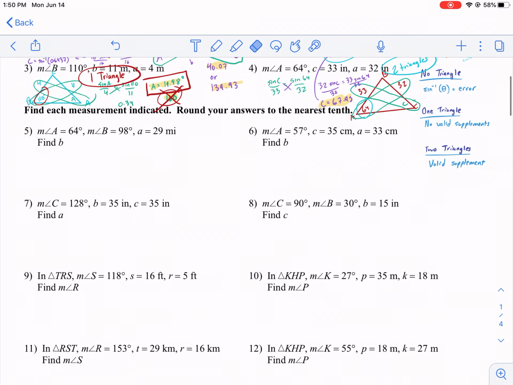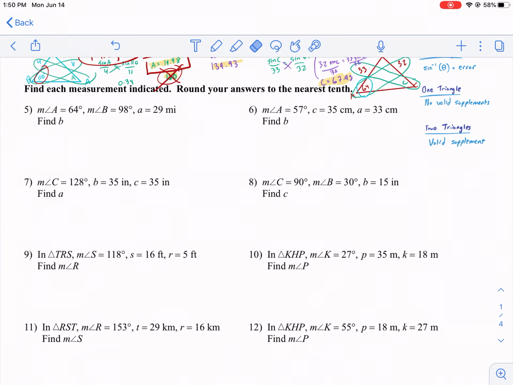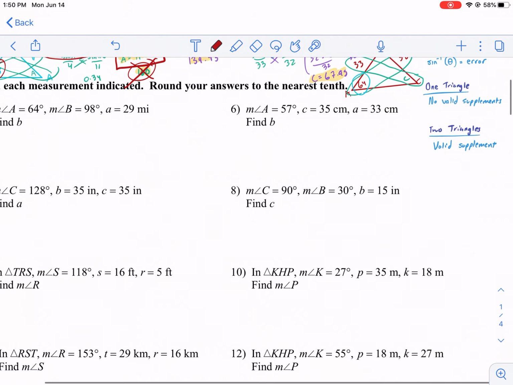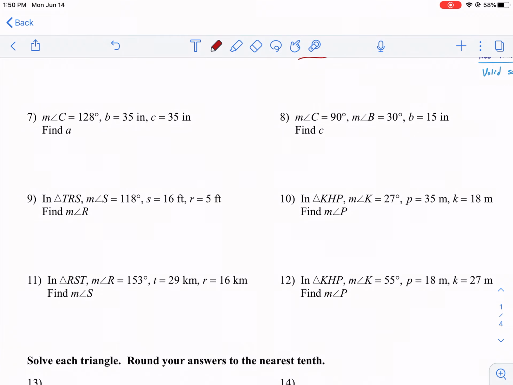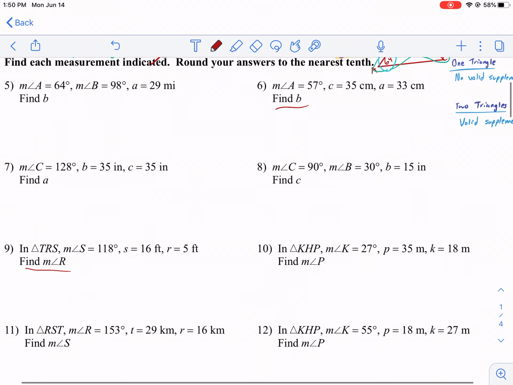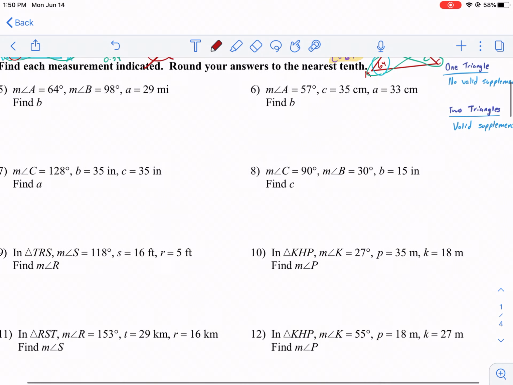Okay, now let's get into this right here. Find each measurement indicated. Some of these have multiple options. So this one's trying to find a side. There might be 2 side lengths. This one's trying to find a side. There might be 2 side lengths. Some of them are trying to find angles, maybe. This one's trying to find an angle. Okay, so the same principles apply.